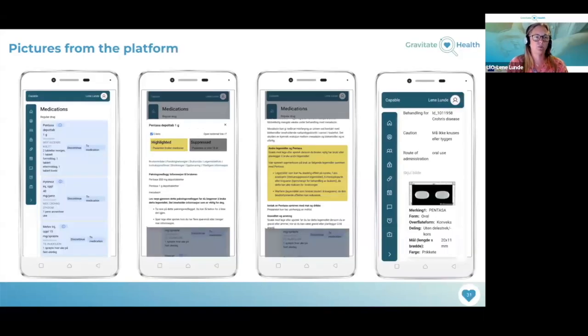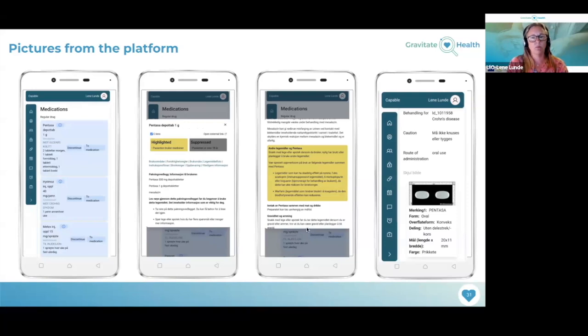Here you have a few pictures from the Capable platform as well. The first picture shows the medication list for my test user. The second picture shows the EPI for the medication Pentasa, and you can see an explanation of why some information is highlighted or suppressed. The third picture shows the highlighted text. And the last picture shows some additional information, like the picture of the medication from the EPI.